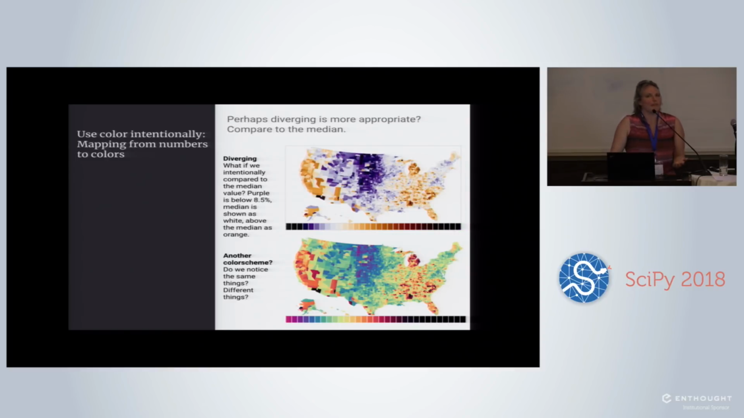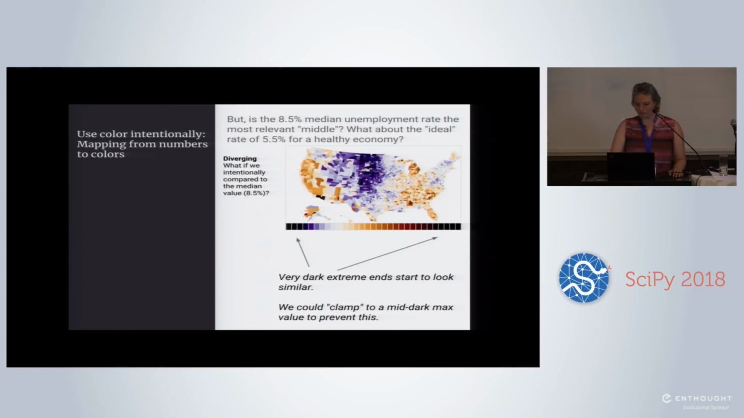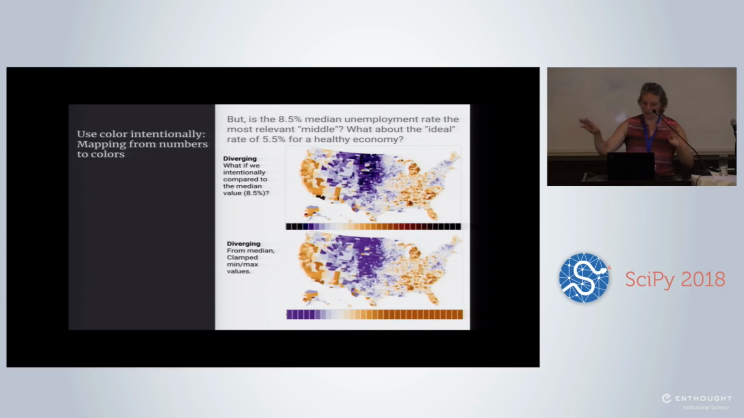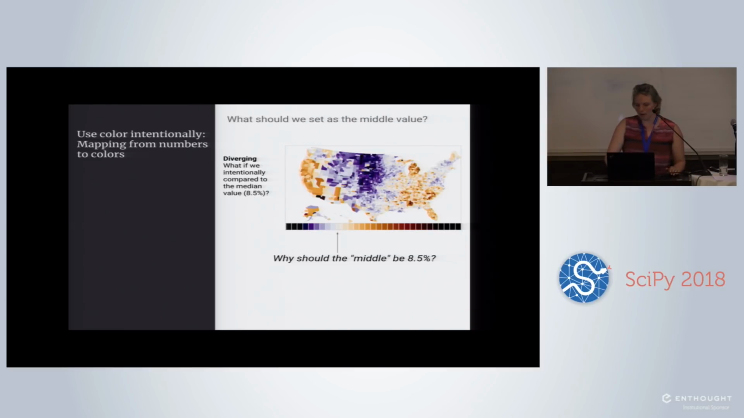But perhaps diverging actually makes more sense for this data set, comparing to the median value, because we kind of want to know what counties are worse than median, what counties are better than median, where are we doing better or worse? So in this case, we put white in the middle at the median, purple on one end, and dark orange on the other. And I think you notice different things here, too. Just a quick note that this creates very dark extreme ends that start to look similar. We could clamp to a mid-dark max just to prevent this and kind of flood everything above and below where I've set the endpoints. I'm also using a log scale here for this one.